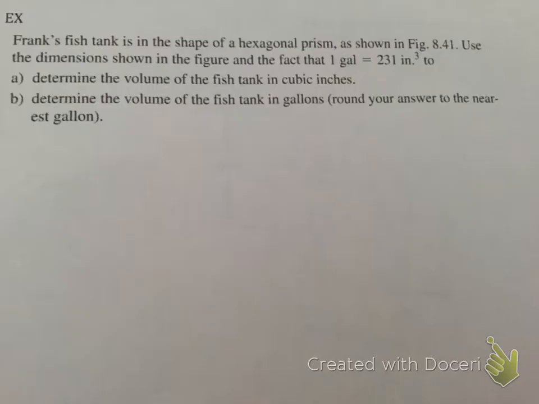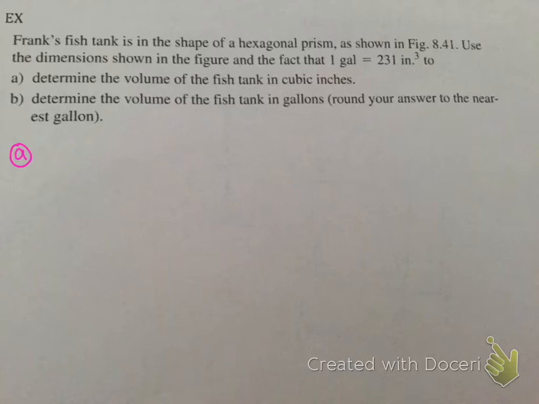Okay, for this example, it says Frank's fish tank is in the shape of a hexagonal prism. As shown in figure 8.41, use the dimensions shown in the figure and the fact that 1 gallon equals 231 inches cubed to A, determine the volume of the fish tank in cubic inches, and B, determine the volume of the fish tank in gallons. So we don't really have the picture in our notes. So for part A, I'm just going to kind of run with this.